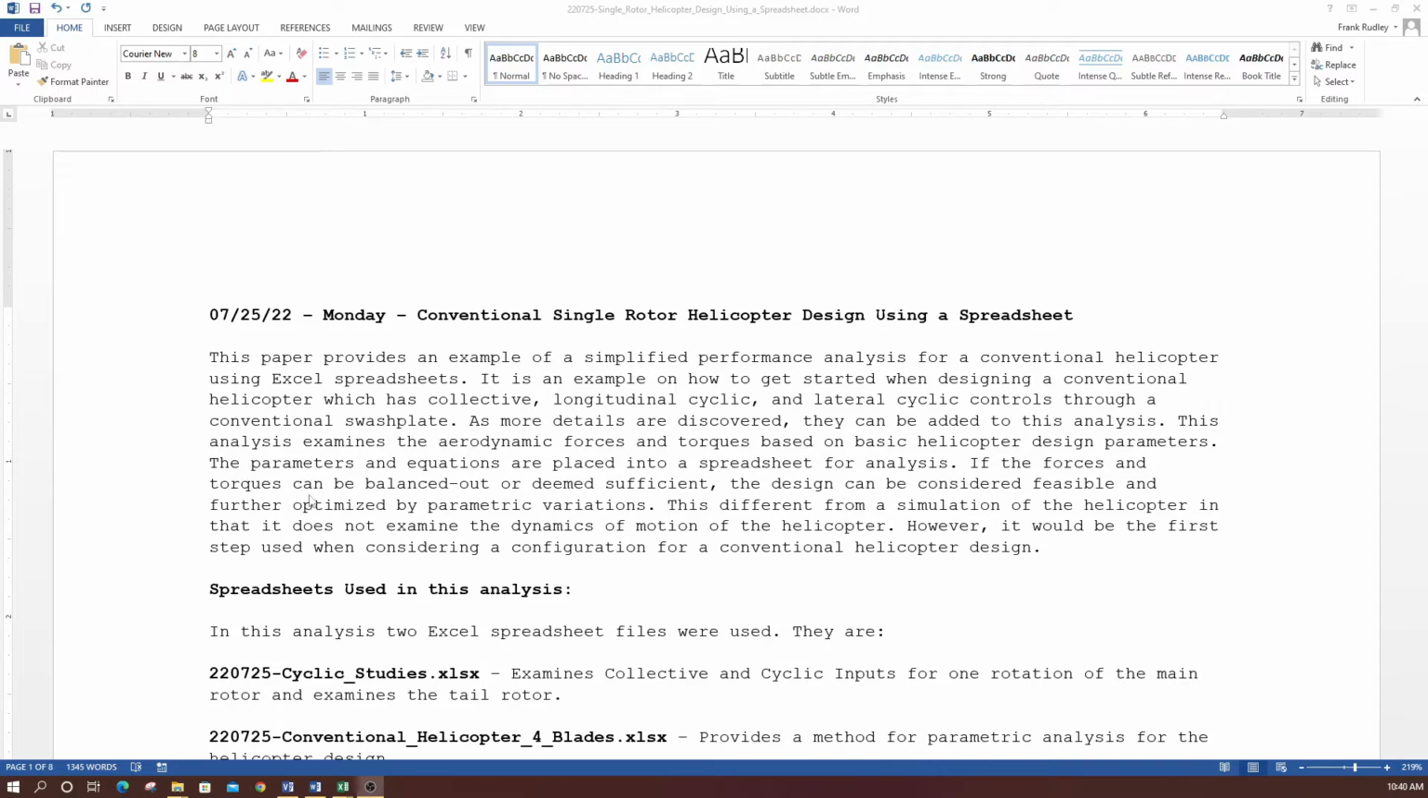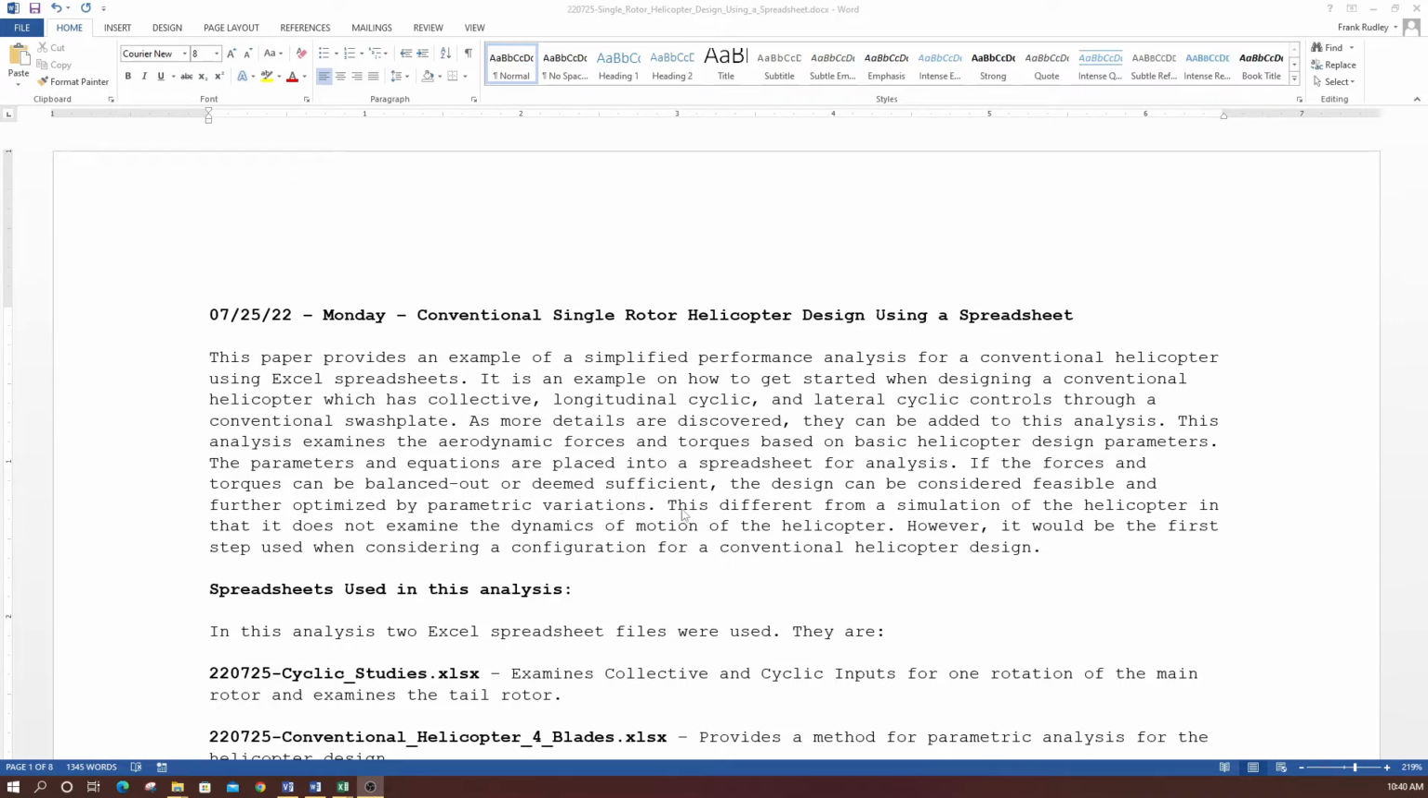If the forces and torques can be balanced out or deemed sufficient, the design can be considered feasible and further optimized by parametric variations. So the trick with this is to try to see if you can balance out the forces, being, say, the weight from gravity and the forces from drag. If you could balance those out and you have some overhead where you could generate forces to overcome the weight of the aircraft and the thrusts, the forces that are needed to overcome drag, then if you could show that you could overcome those forces, then you could say, well, the design is feasible.